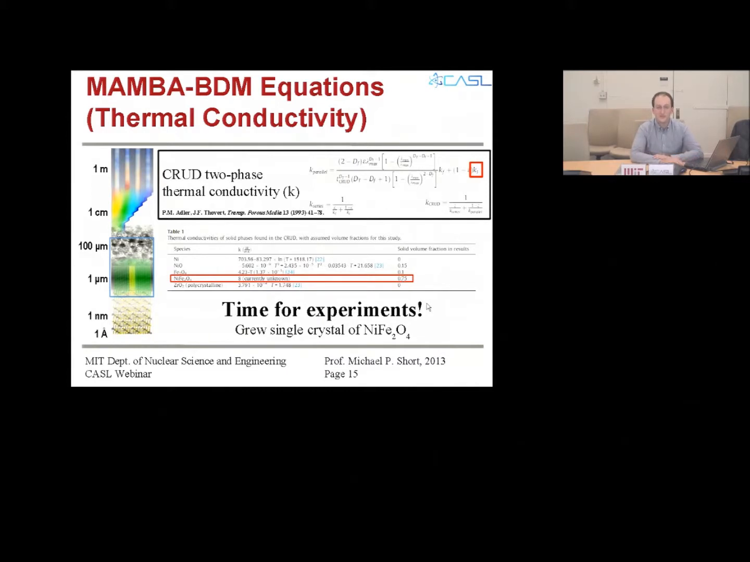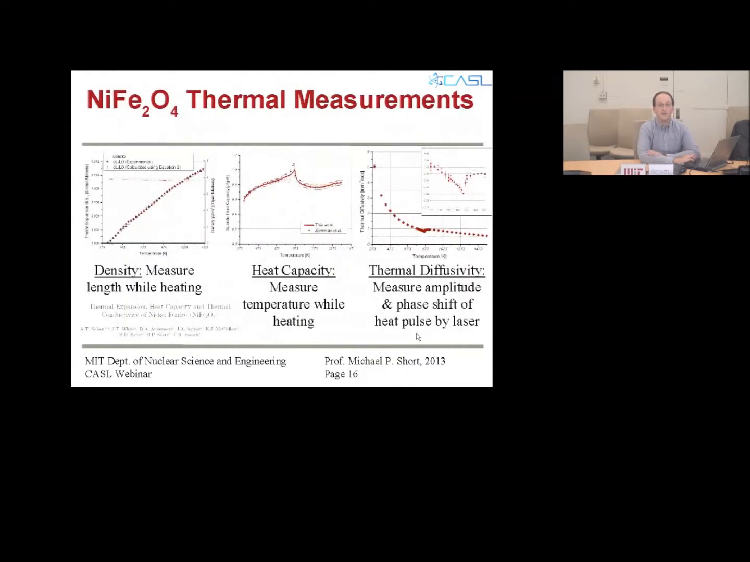As a 10-year experimentalist, I was completely unsatisfied with this, and so it's time for some experiments. So I spent a week headed out to Los Alamos, and the experts there actually grew single crystals of NiFe2O4 and performed a whole bunch of different measurements on them. So they performed measurements of density, the change in density with temperature, heat capacity versus temperature, and thermal diffusivity versus temperature. And I'll just point out that some of this is about to come out in a paper that we're going to submit soon, so stay tuned.